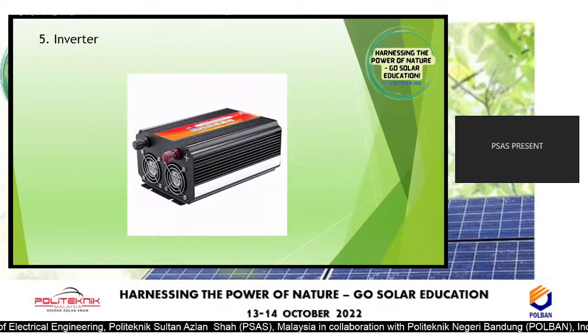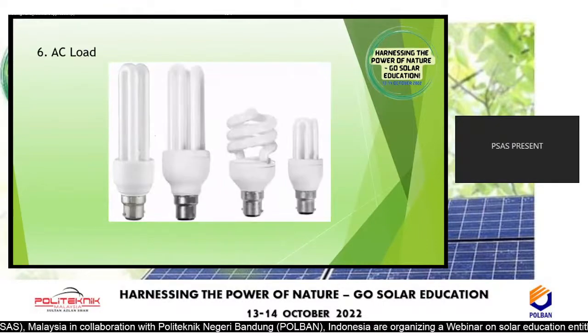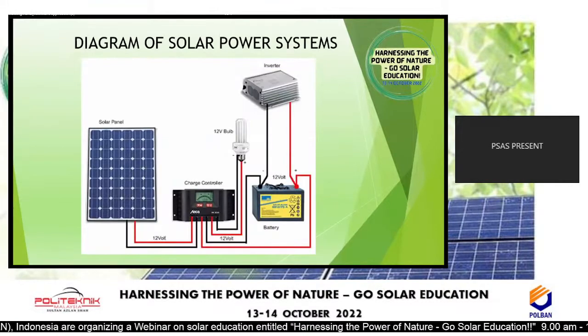Number five is inverter. The inverter will convert direct current DC electricity into alternating current AC electricity. And number six is AC load. Commonly for AC load, we are using socket outlet or AC lamp. This is the diagram of the solar power system. This diagram shows the connection of the basic components that we discussed just now.